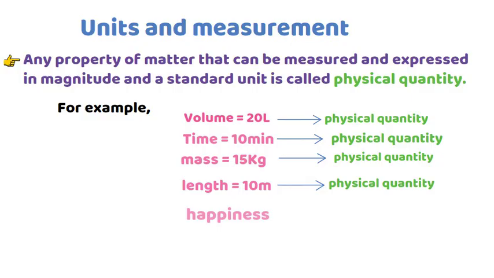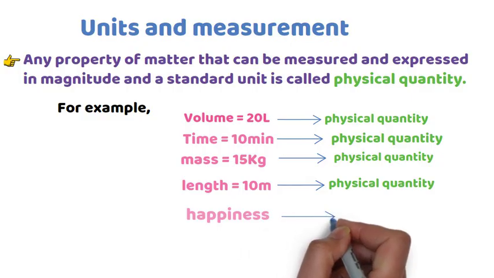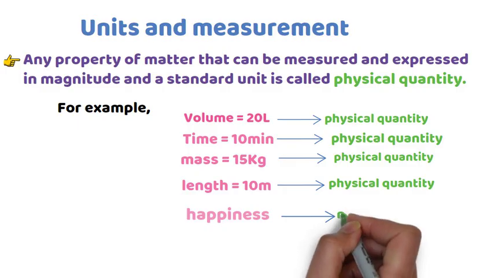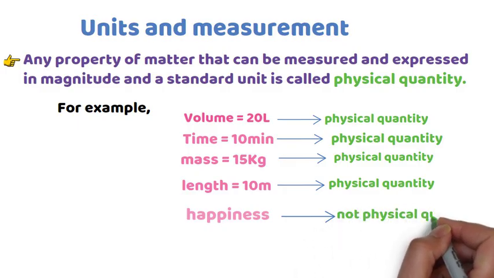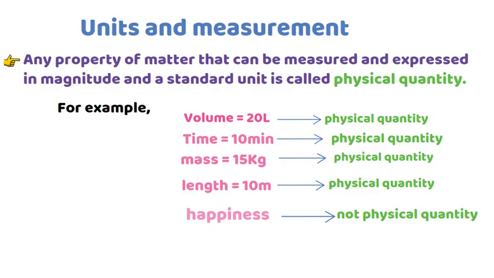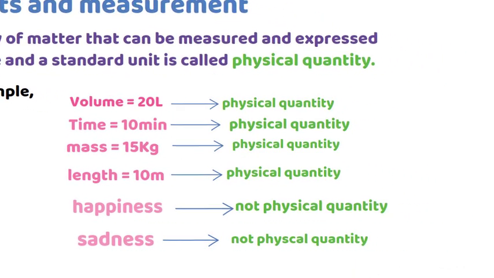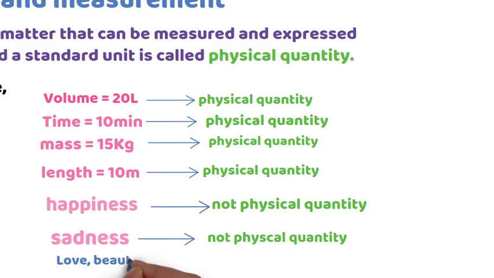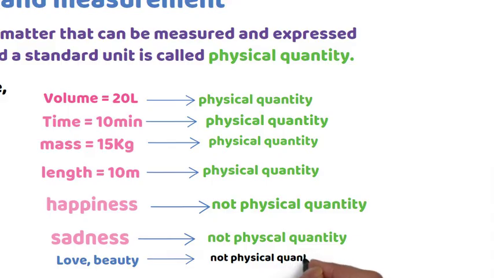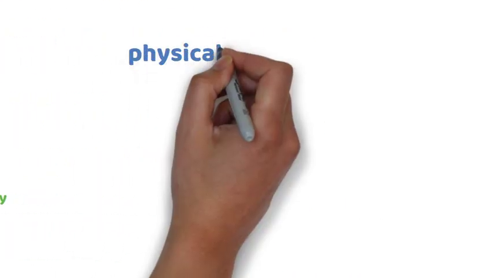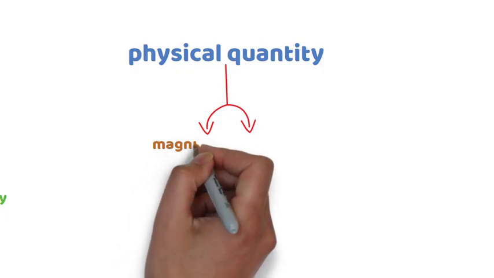Happiness is not a physical quantity because we cannot measure happiness, or there is no instrument that measures happiness, and we cannot express it by unit. Therefore, happiness is not a physical quantity. Sadness is not a physical quantity because we cannot measure sadness and we cannot express it by unit. Therefore, sadness is not a physical quantity. Love and beauty are not physical quantities because we cannot measure love or beauty, and we cannot express them by unit. That's why they are not physical quantities.